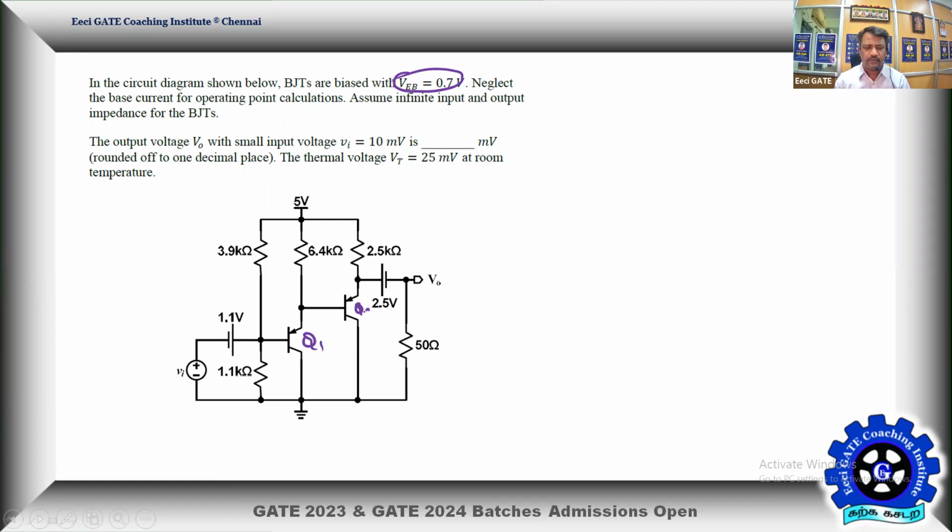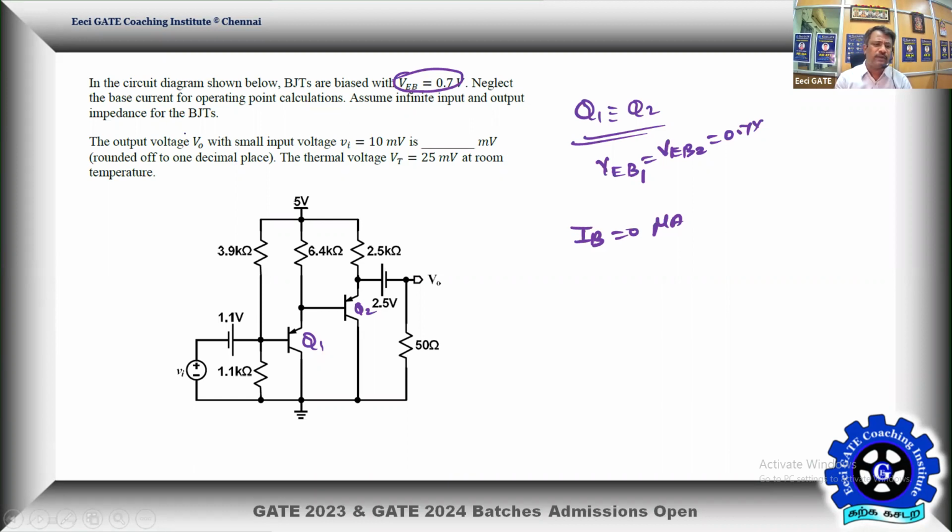It's Q1 and Q2. So given Q1 and Q2 are identical transistors with their VEBs instead of VBE. VBE by habit for NPN. This is for the PNP. VEB1 as well as VEB2 is equal to 0.7. Emitter to base junction must be forward biased for PNP. So neglect the base current for operating point calculations. That means for DC, you can neglect. That means capital IB is 0. Even in micro, he is allowing us to take 0 current.